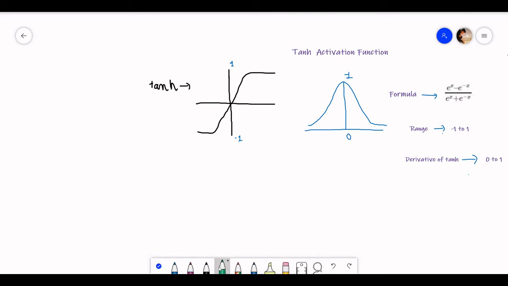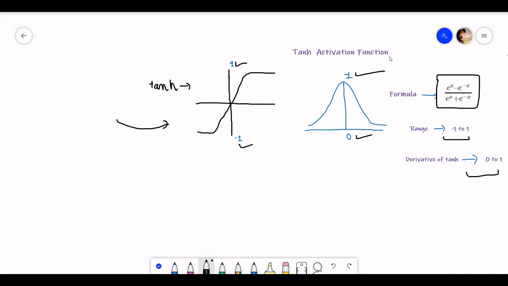The formula of the tanh activation function is e to the power x minus e to the power minus x, upon e to the power x plus e to the power minus x. If we talk about the range of that function, it is minus 1 to 1, and the range of the derivative of the function is 0 to 1. We can see by the graph, it is a simple tanh function. The range lies between minus 1 to 1, and the derivative of that function is 0 to 1.